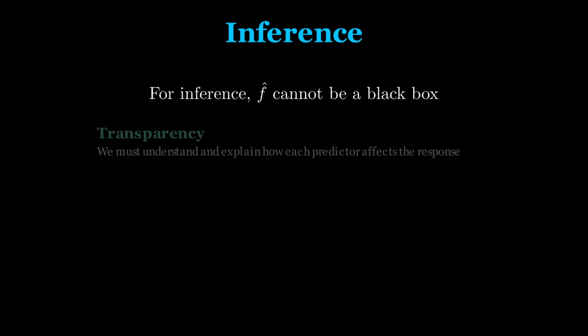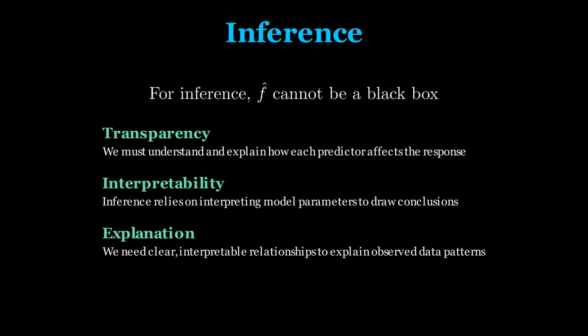For inference models, f-hat cannot be a black box for 3 reasons. Transparency. It is crucial to understand and explain how each predictor affects the response, and black box models obscure this. Interpretability. Inference relies on interpreting model parameters, which black box models do not provide. And explanation. Inference aims to explain observed data patterns, which requires clear, interpretable relationships between variables.